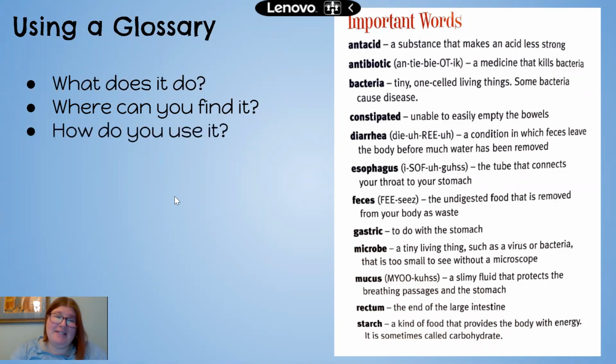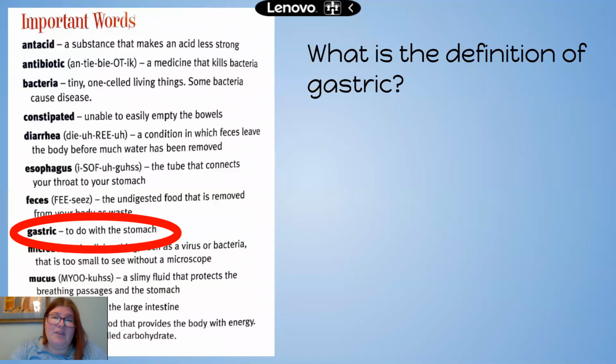So I kind of jumped ahead of myself. How do you use it? It's really just kind of a place for you to find all the important words and what they mean. So let's explore using a glossary. What is the definition of gastric? Just like an index, it does go in ABC order. And so when I look at gastric, it starts with G and it says to do with the stomach. So if I was reading and they said gastric juices, ooh, I don't know what gastric means. Oh, to do with the stomach. So stomach juices.